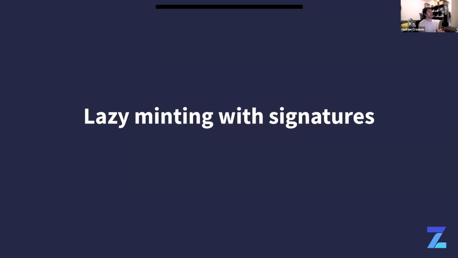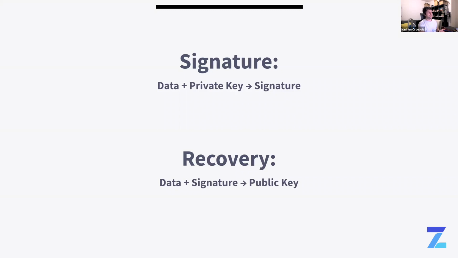So first thing is lazy minting with signatures. So cryptographic signatures, you might be familiar with them, but again, it's a process that is at the core of what we call asymmetric cryptography. And it's asymmetric because you've got public and private keys. And a signature is just signing a piece of data with your private key. So your private key will be your wallet, and creating a signature out of that.